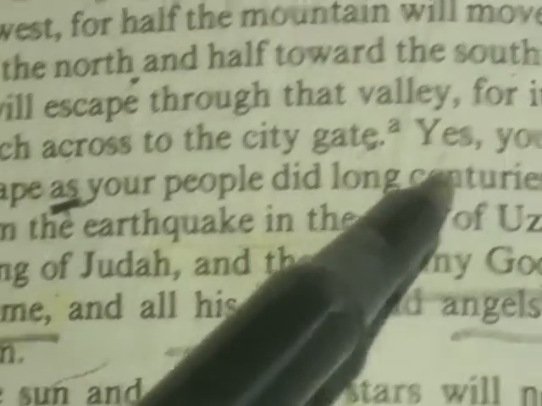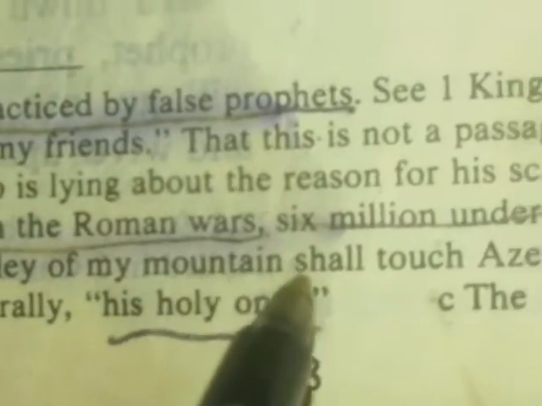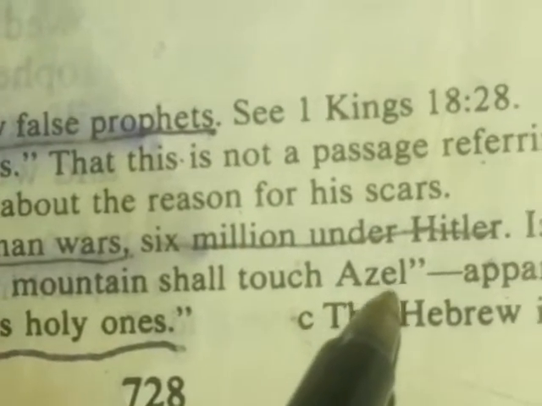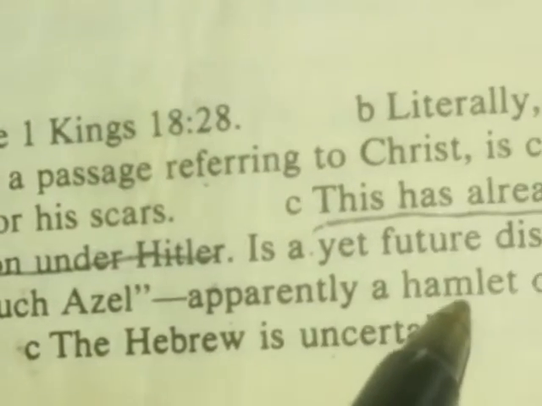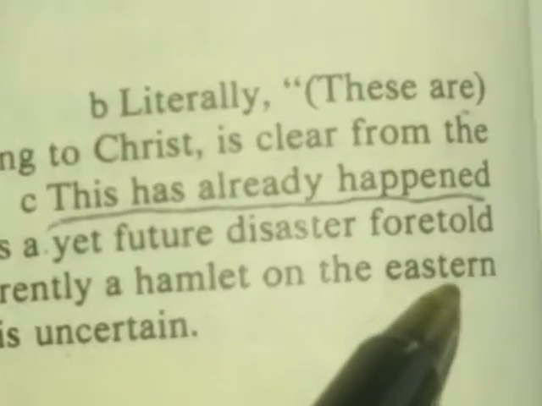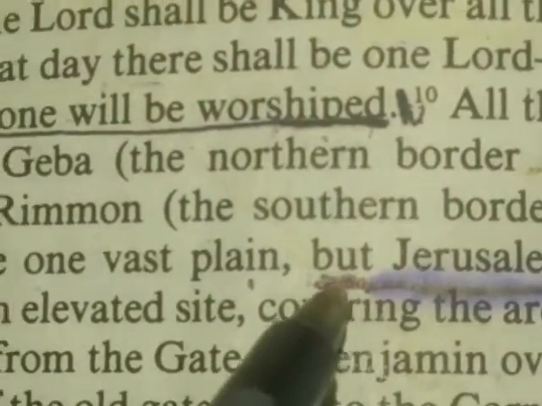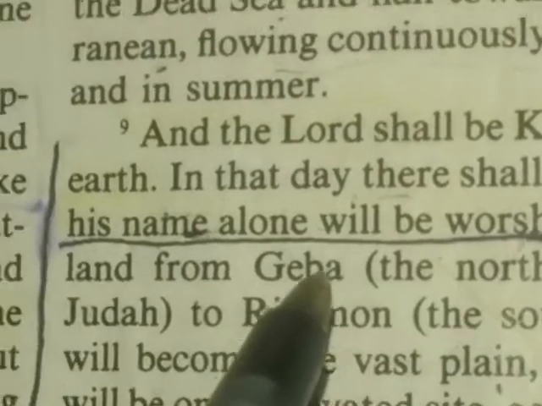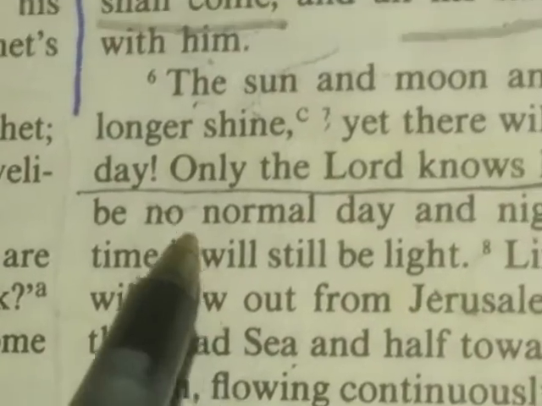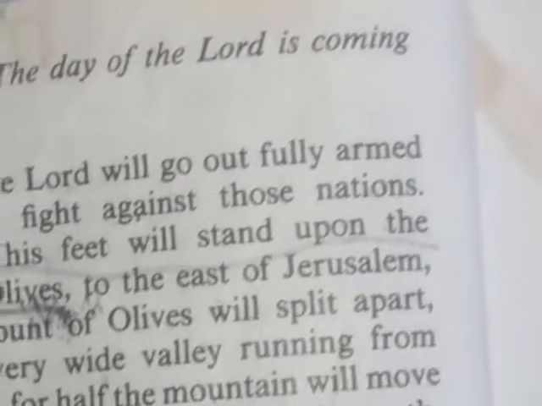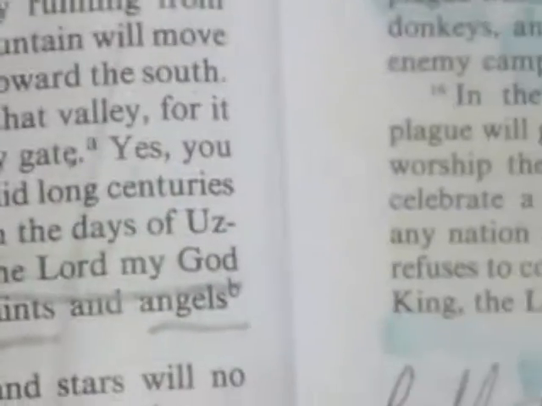Yes, I got a little footnote here. They got a footnote. Let me read it. It says, literally, for the valley of my mountain shall touch Azal. Apparently, a hamlet on the eastern outskirts of Yashalon. They got Jerusalem, or the city, with that city. But let me make sure I can find my spot. I lost my spot. Give me a moment, family. I got to relocate my spot.